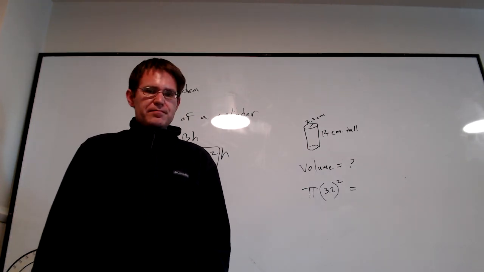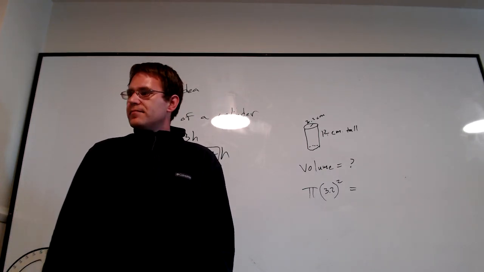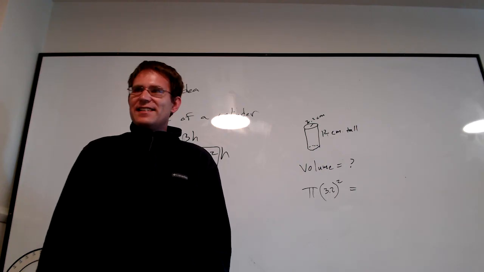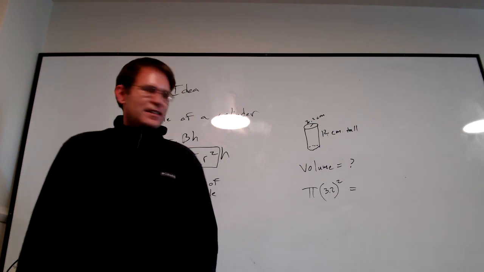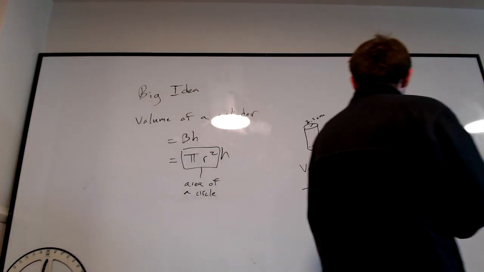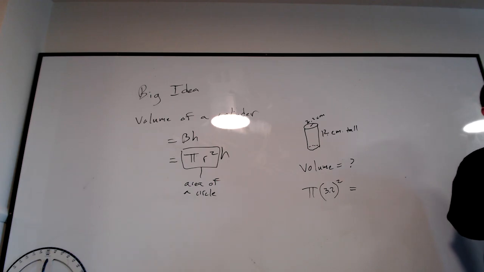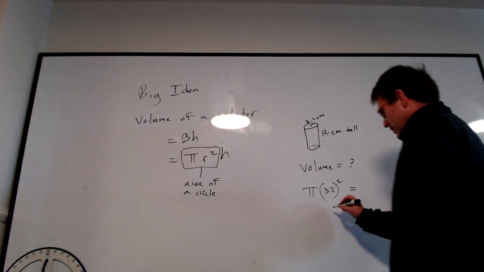Okay, tell me what you got. Come on, just speak. Lil, what'd you get? Okay, what'd you get, Gavin? Okay, don't times it by pi. All you're doing is 3.2 squared. Yeah, I got that too. Okay, so we got 10.24 for this part.